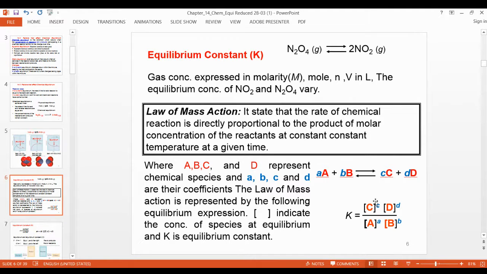K is equal to [C]^c [D]^d over [A]^a [B]^b. This is the equilibrium constant for this chemical reaction. That is according to the law of mass action. What is this law of mass action? It states that the rate of the chemical reaction is directly proportional to the product of the molar concentrations. And you know this.